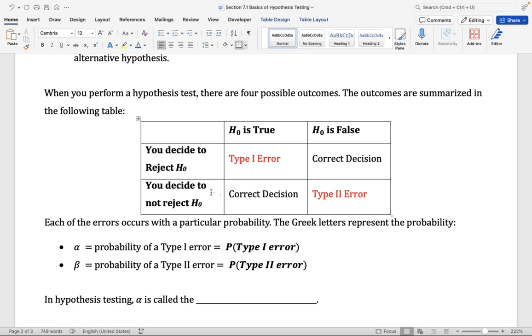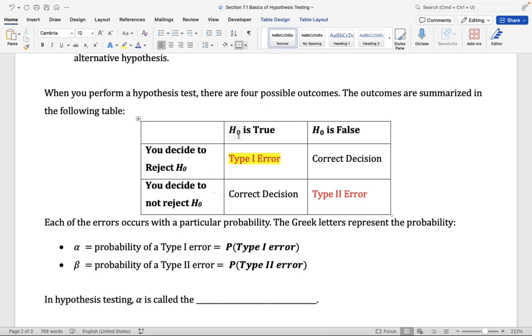Another outcome could be that you decide to not reject the null hypothesis when the null hypothesis is true, which is the correct decision to make, right? If the null hypothesis is true, then we should not reject the null hypothesis. Now, the last outcome could be that you decide not to reject the null hypothesis when in fact the null hypothesis is false. This is known as the type 2 error. Again, this would be the case where the null hypothesis is false and you failed to reject it. Now, in most situations, the type of error that has the greatest consequences is the type 1 error. So be careful. Do not make a type 1 error.